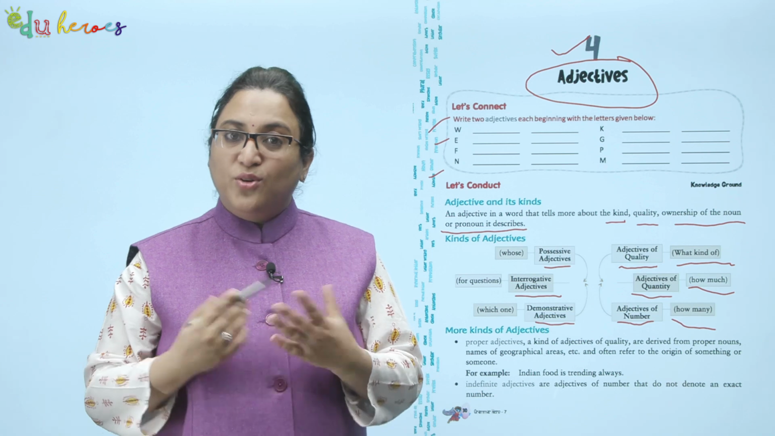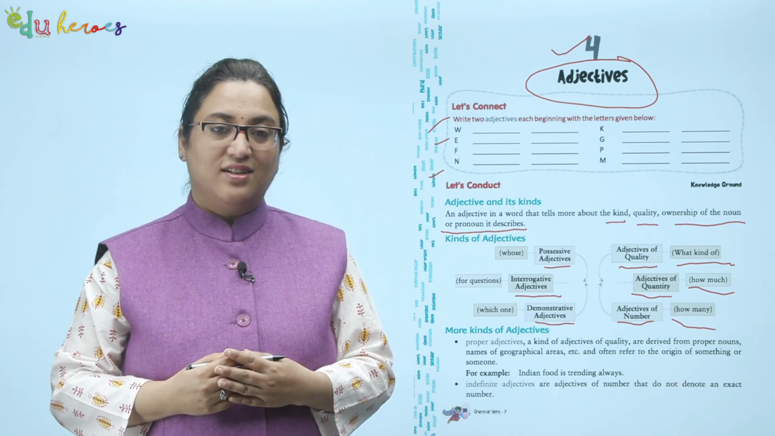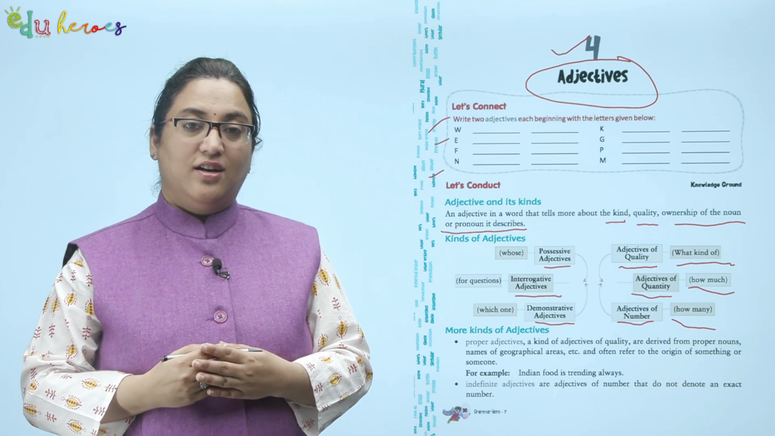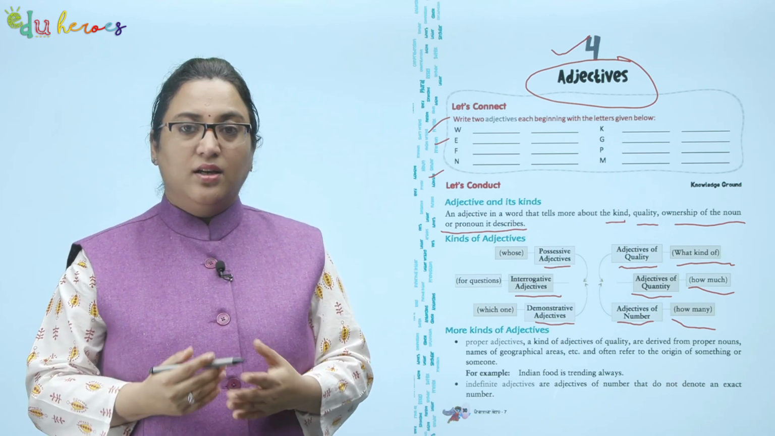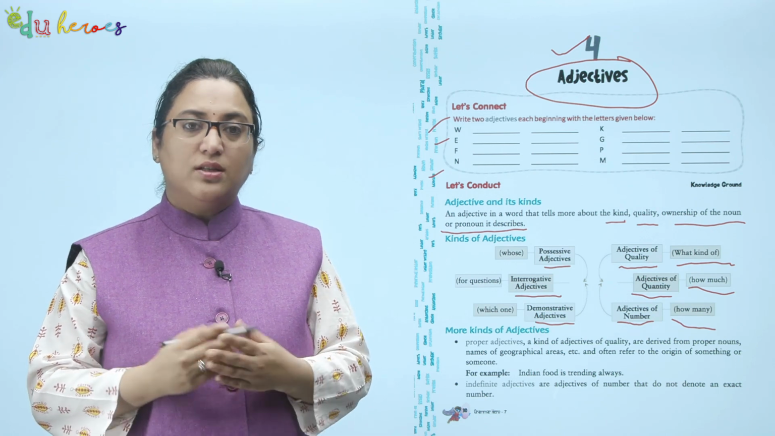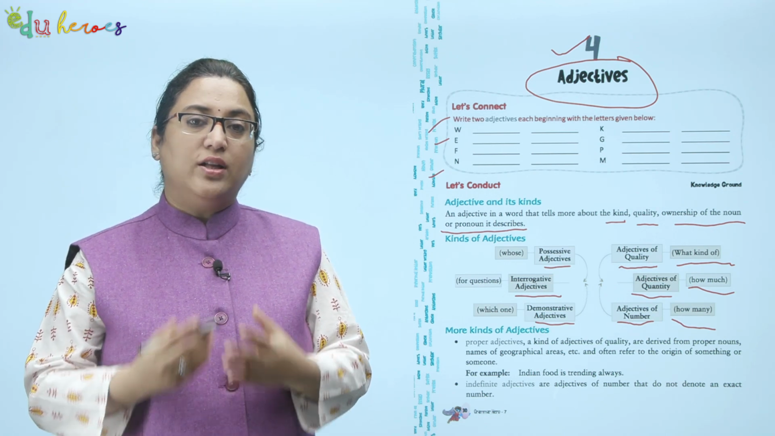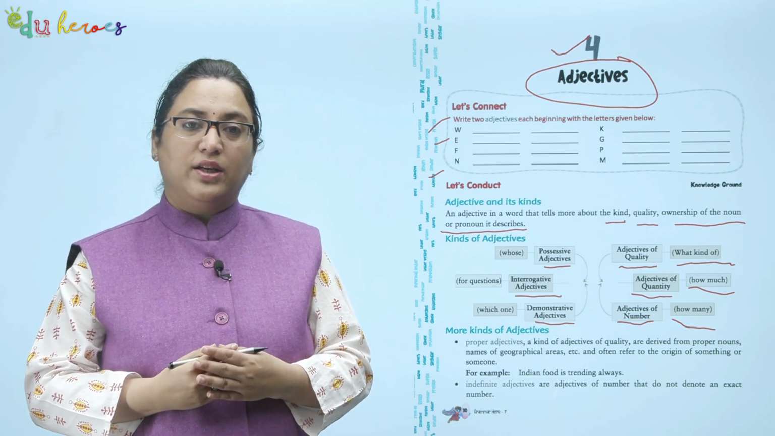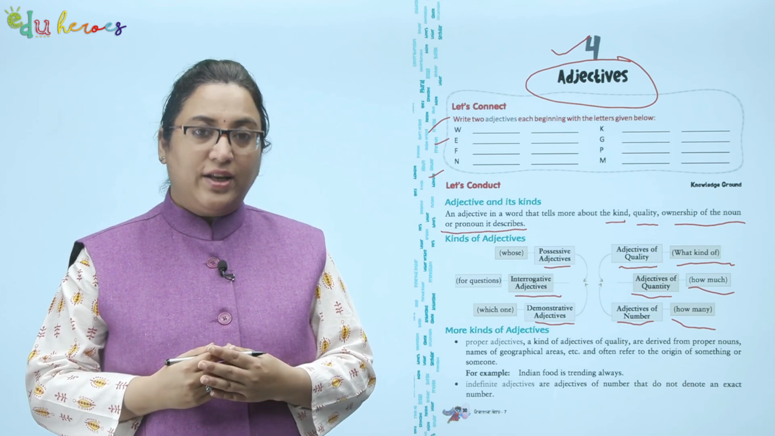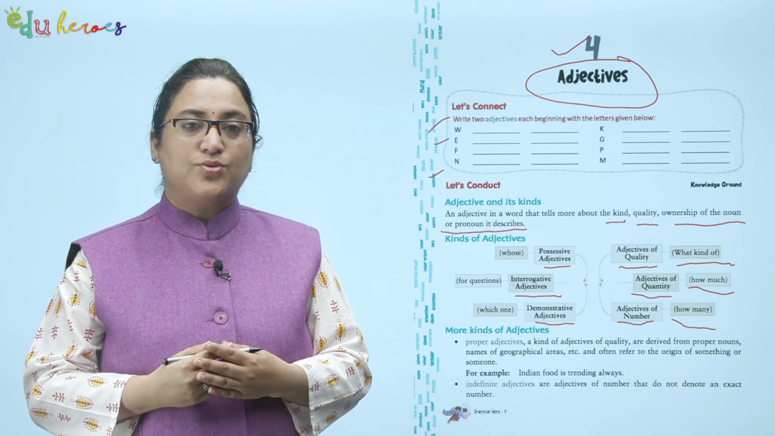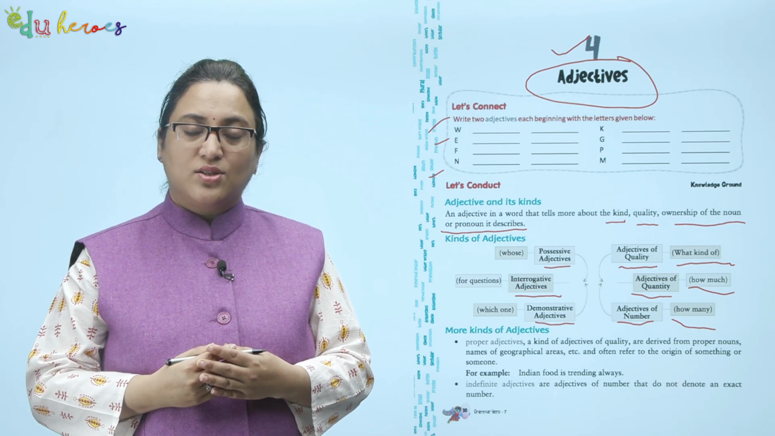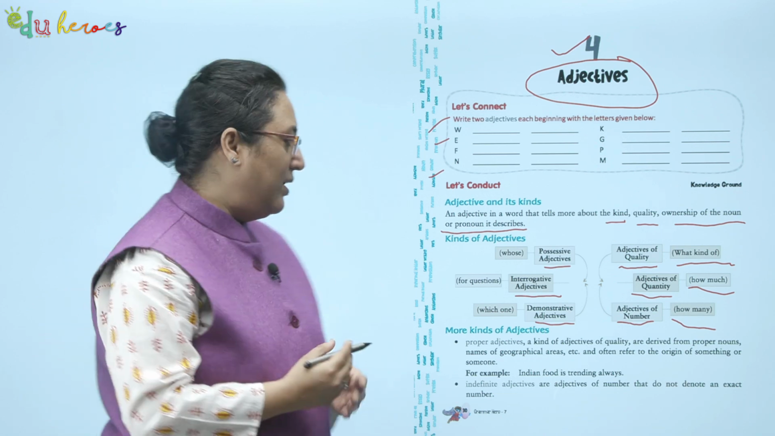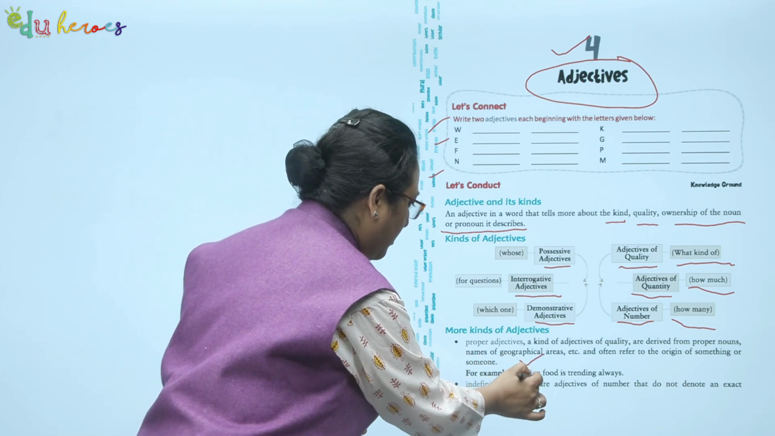Let's study more kinds of adjectives. First, we have proper adjectives. A kind of adjectives of quality derived from proper nouns, names of geographical areas, etc., and often refer to the origin of something or someone. For example, Indian food is trending always. So, what is the adjective here? Proper adjective. Well, it is Indian.